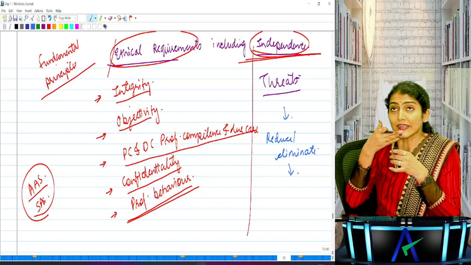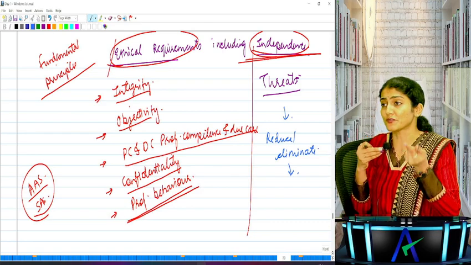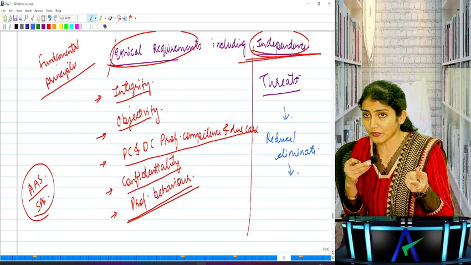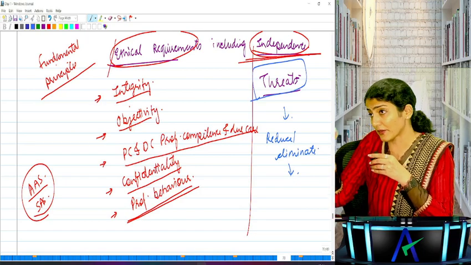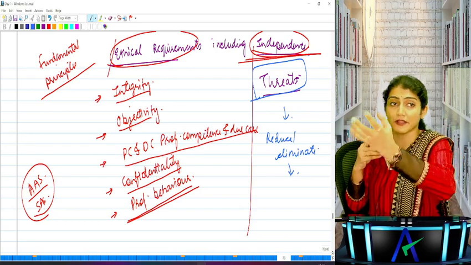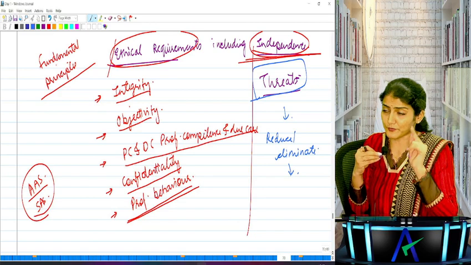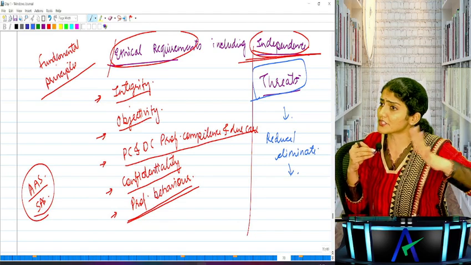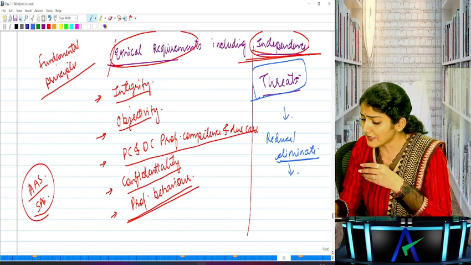That means what? Say if I have to do the audit of Geo and I hold one share of Geo. So now can I do the audit of Geo? No. Why? Is there a threat to my independence? Yes, because company law says you cannot hold a single share. So I am to be appointed as an auditor of Geo. But what is the problem? I hold one share of Geo. So what can I do? I can sell that share and then can I be appointed as an auditor? Yes. So can I eliminate the threat?